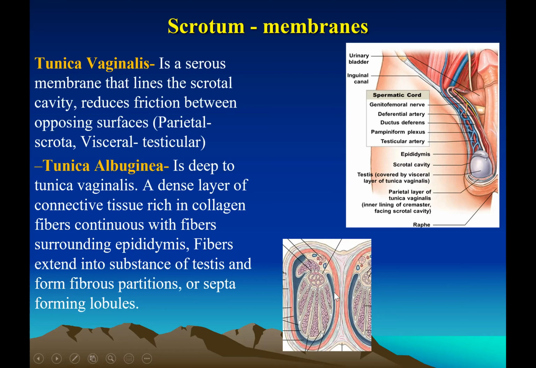It's like when you cut an orange open and you see all these lobules. Inside the lobules is where you see these highly twisted and coiled tubes called seminiferous tubules, and this is where the sperm is made.